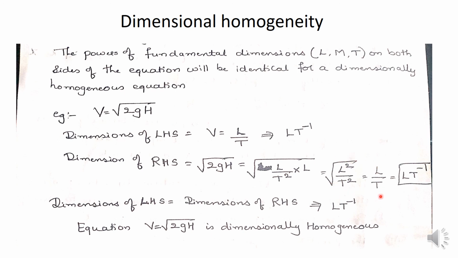If I write this in numerator form, taking T up, this will be L T to the power minus 1. So you can see that the dimensions of the LHS equal the dimensions of the RHS: L T to the power minus 1 on the LHS, and on the right hand side of the equation also, the same dimensions, L T to the power minus 1. Then we can call this equation, V is equal to root of 2GH, a dimensionally homogeneous equation.